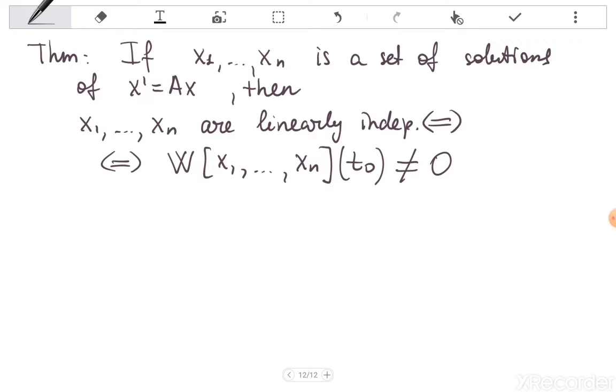So, if we have some set of solutions of some system, then to prove that the set is linearly independent, we just calculate the Wronskian and find one particular point from the interval where we study this question, where the Wronskian is non-zero. If we can do this, then we can conclude that the set is linearly independent.